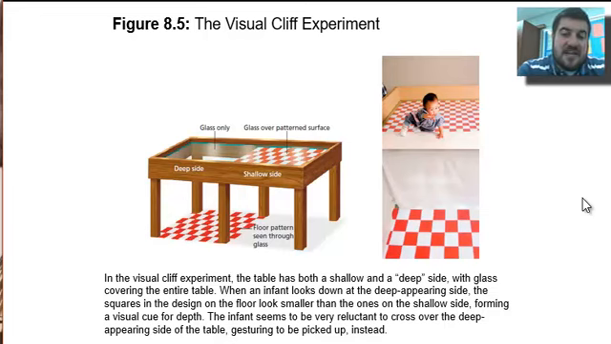The squares in the design look smaller to them than the ones on the floor, which forms a visual cue for depth perception. And at about 7 to 9 months, the infant starts to become very reluctant to cross over the deep side, and gestures to their parent to be picked up, like this one is here in the picture.